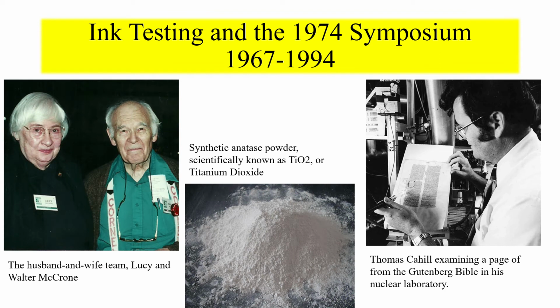The first major scientific study to test the map was performed by Walter and Lucy McCrone. This husband and wife team looked closely at the ink of the map and found something striking. There was a large amount of a certain chemical in the ink called anatase. Anatase is an additive to inks, which had only been in production since the 1920s. Therefore, the McCrones concluded the map was most likely a fake, as the large amount of anatase present prevented the ink on the map from being anything but modern.